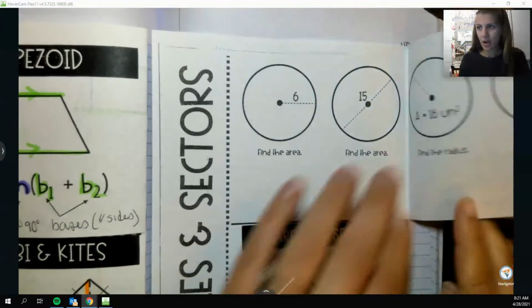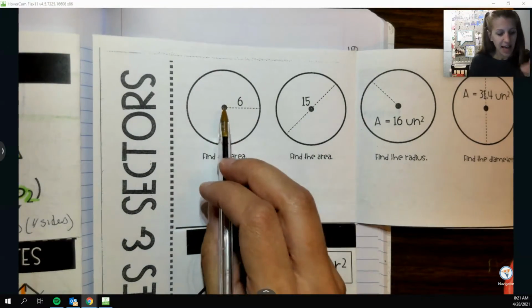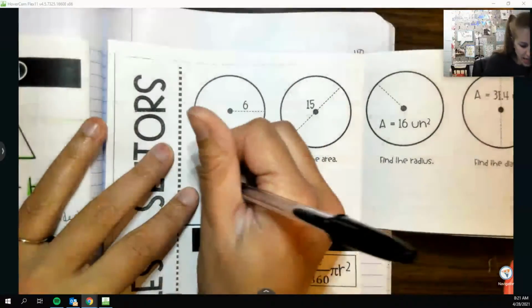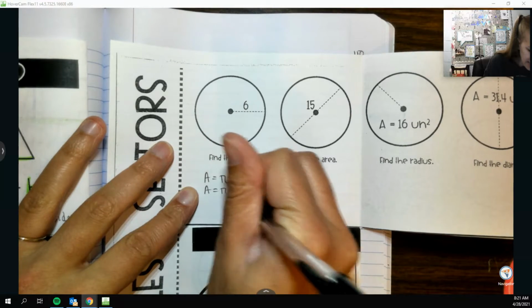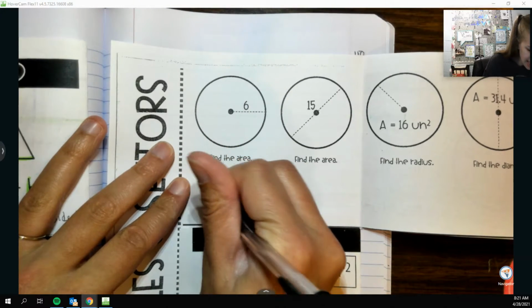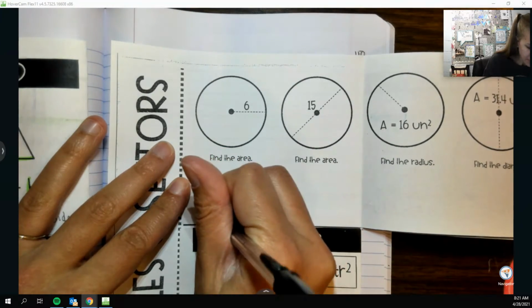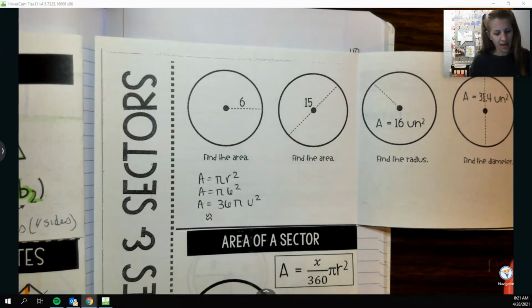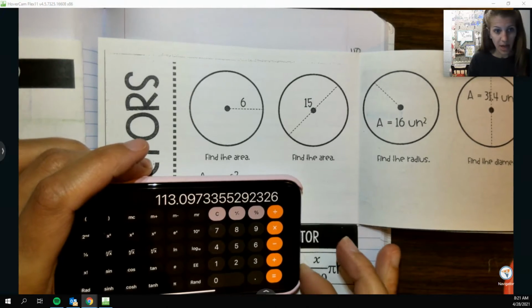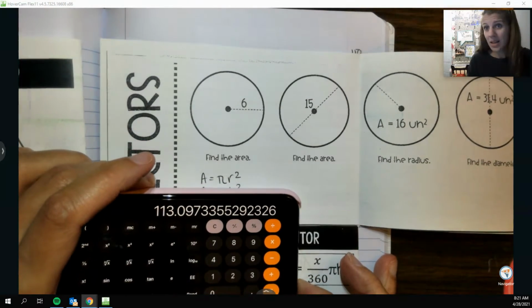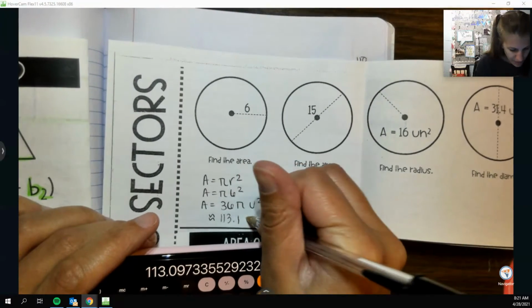So let's open that up and try a whole bunch of those. If this first one says find the area, I can see that they're showing me the radius is 6. So we'll do area equals pi r squared, where r is 6. And so the exact area is 36 pi units squared. The approximate area is going to be 36 times pi, so 113.1. Units squared.